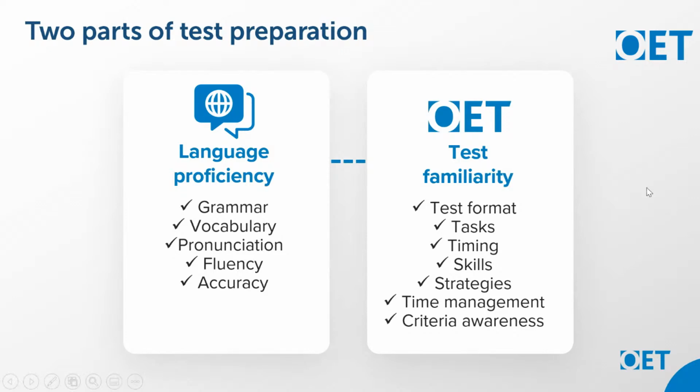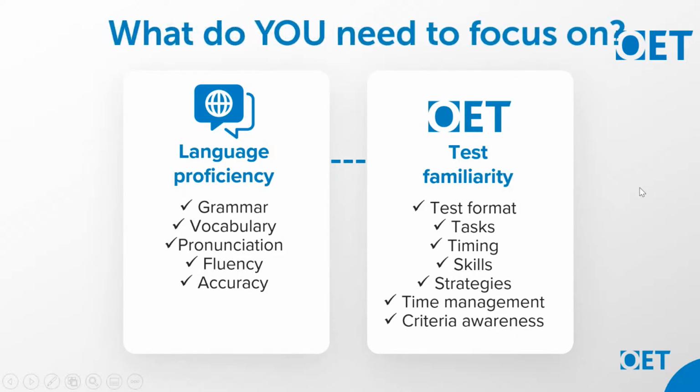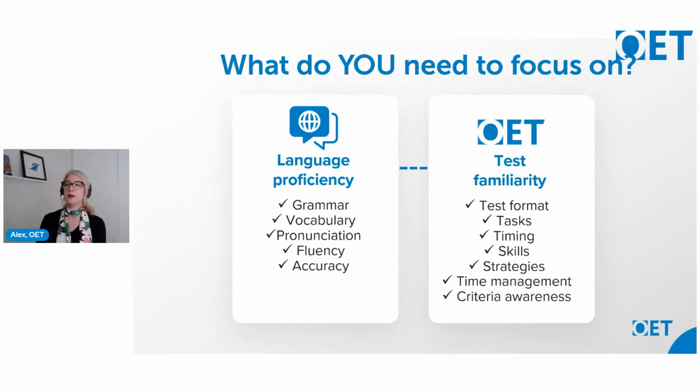So have a look at the list on the screen here. And I'd like to know, what do you need to focus on? So you personally, when you see that list of things, and perhaps for you, it's test familiarity. You might be a really confident English user, but you're new to OET and you just want to learn, how does the test work? Or you might be conscious of grammar weaknesses. So let me know. Let's see what the general consensus is. What's your weak area? Is my question.